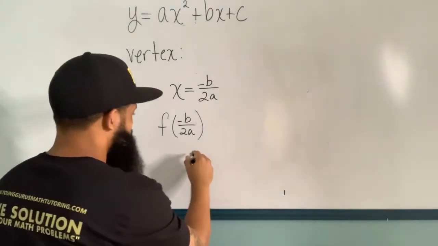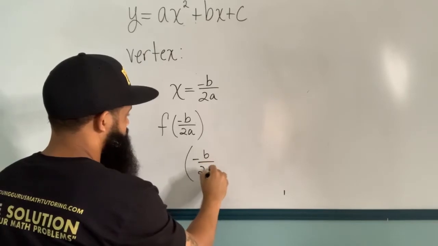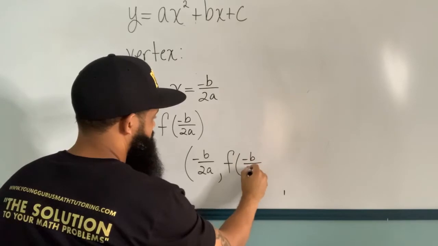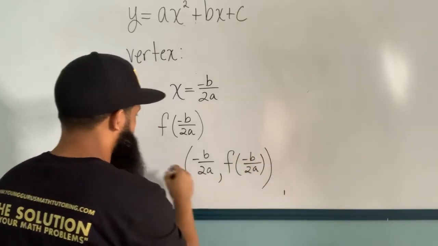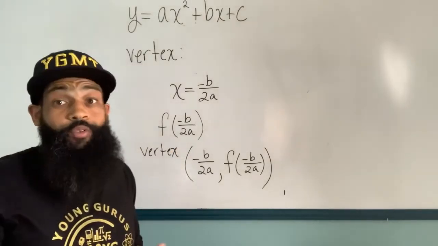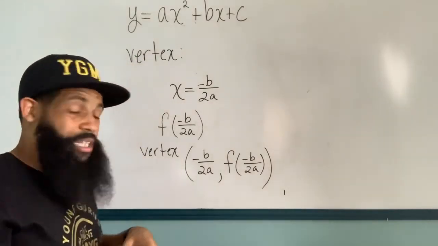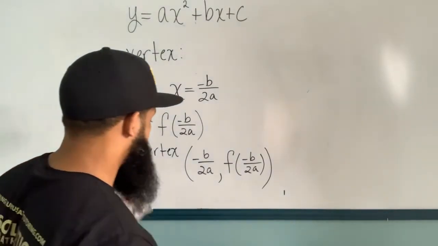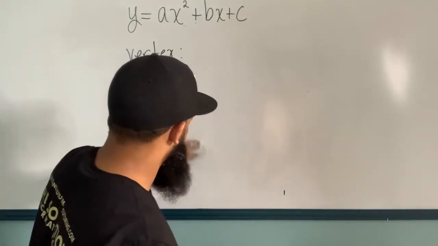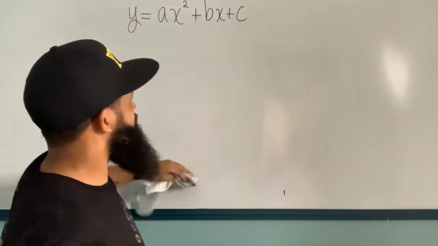So basically what the vertex ordered pair looks like is right here, negative b over 2a, and then the y coordinate would be f of negative b over 2a. So that would be the vertex. Now all of this is just theory. Of course, I'm going to show you an example of how to apply it. Those are probably the most basic things when you talk about the graph of a quadratic equation, or finding the different traits of a quadratic equation.